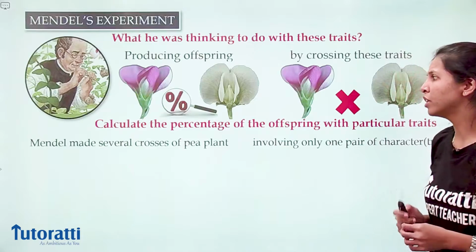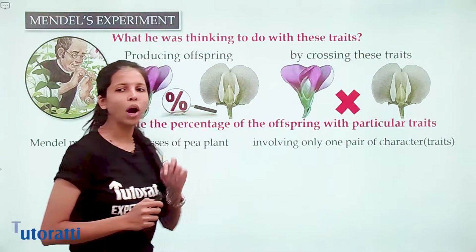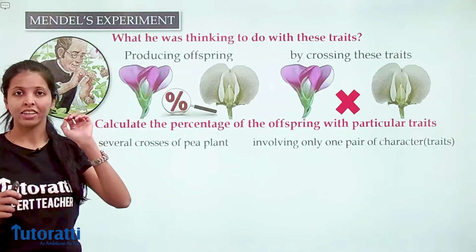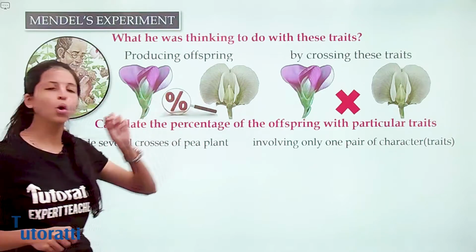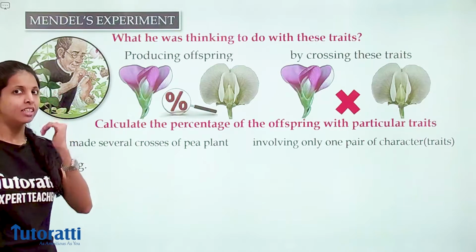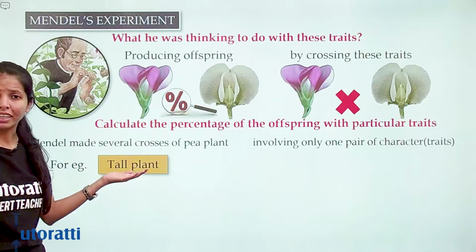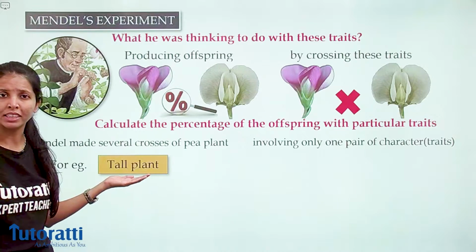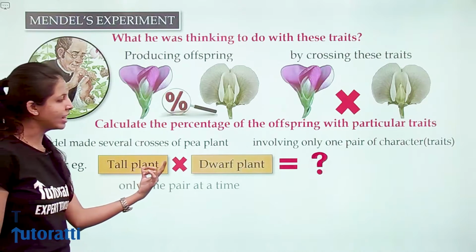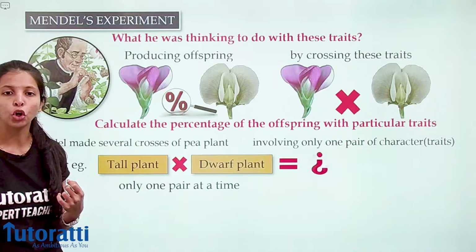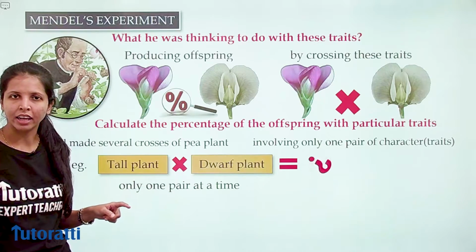Mendel made several crosses of the pea plant involving only one pair of characteristics. There are seven characteristics, right? Yes. Out of them, he just took one characteristic. Say for example, he took tall plant. Height of the plant is our feature here. So he took a tall plant and then crossed it with a dwarf plant. He took only one pair at a time.